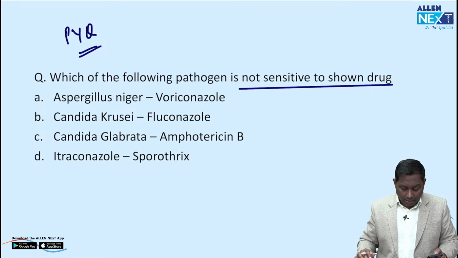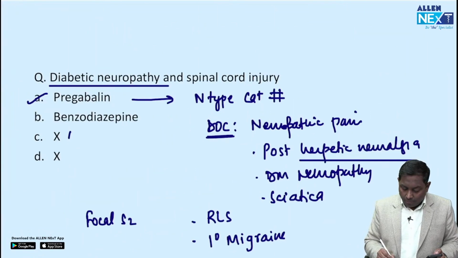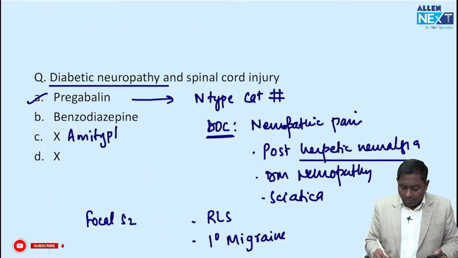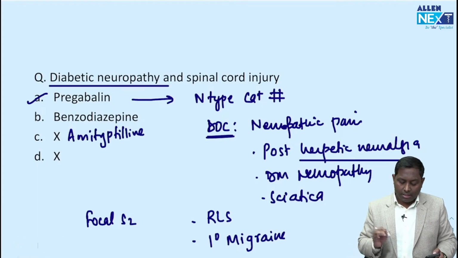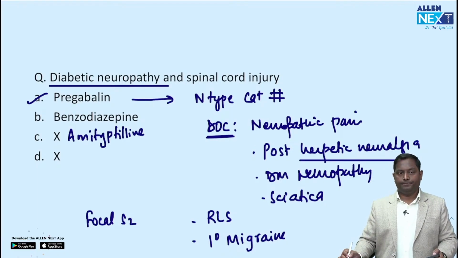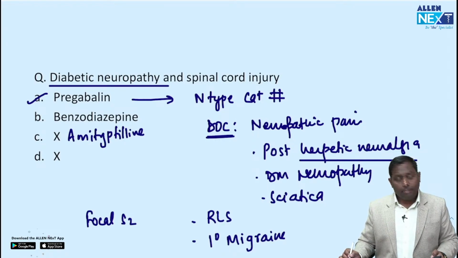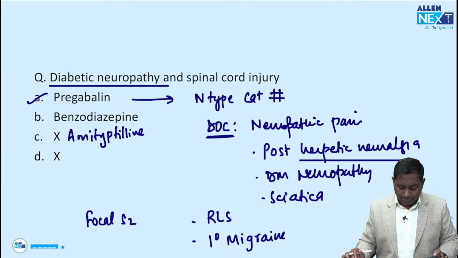Do remember that amitriptyline was given in the options. Amitriptyline definitely can be used in neuropathic pain, but if you have to prefer one, I would say go ahead with pregabalin. If amitriptyline was given, still pregabalin will be the correct answer. In neuropathic pain we can use amitriptyline, but we are going to use the most preferred, that is pregabalin. Okay.